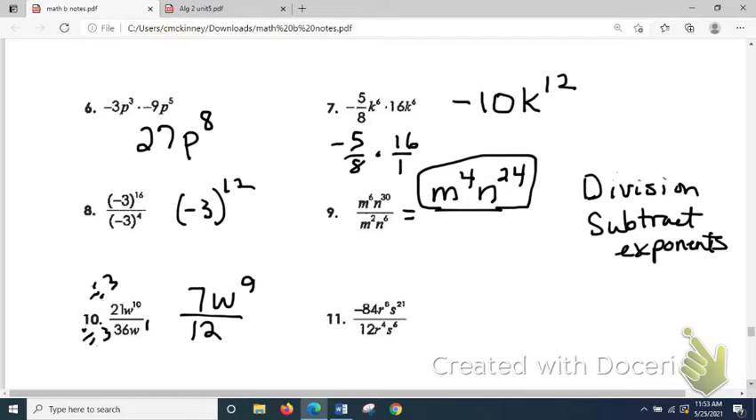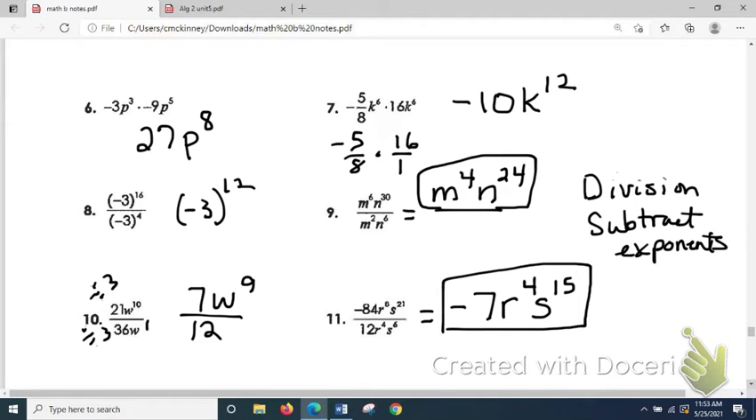So my coefficients, my big numbers, are not going to behave the same as my little numbers, my exponents. Negative 84 divided by 12 is negative 7. Subtract the exponents on the r's, so 8 minus 4 is 4. And then subtract the exponents on the s's. 21 minus 6 is 15. Again, this did not need to be in a fraction because everything was bigger on the top. All the powers were bigger and the coefficient was bigger.